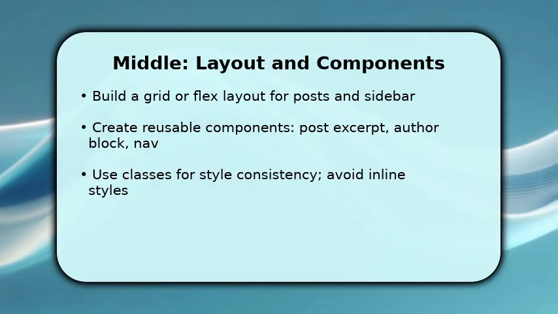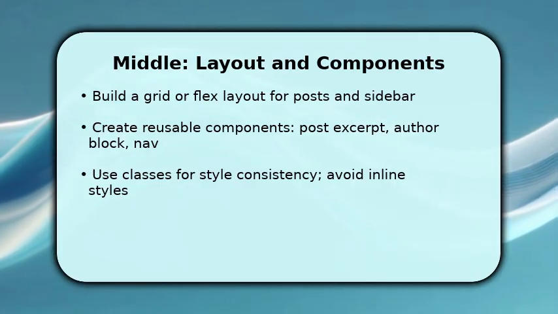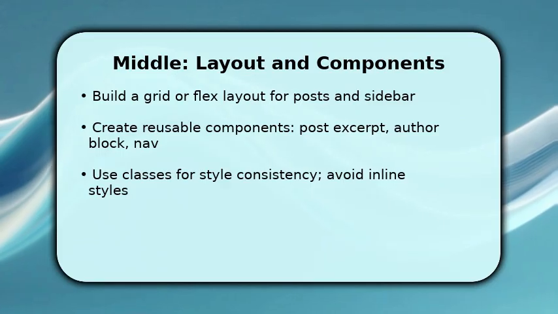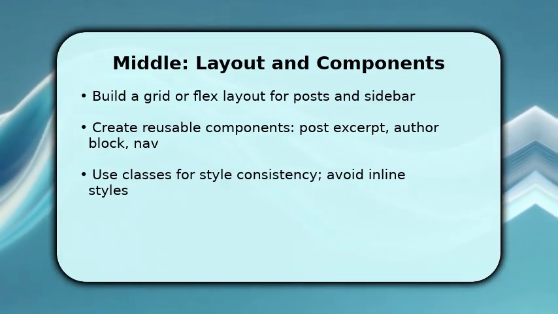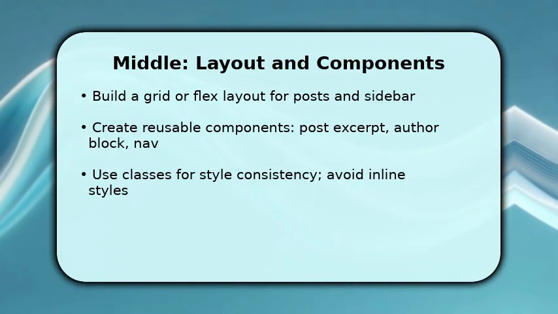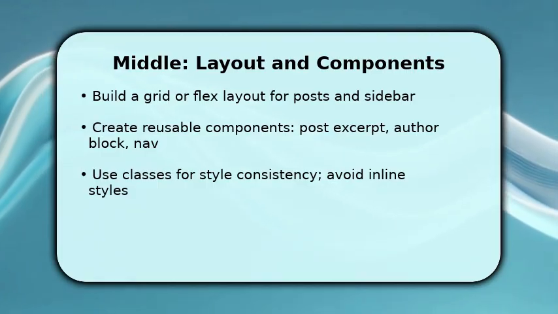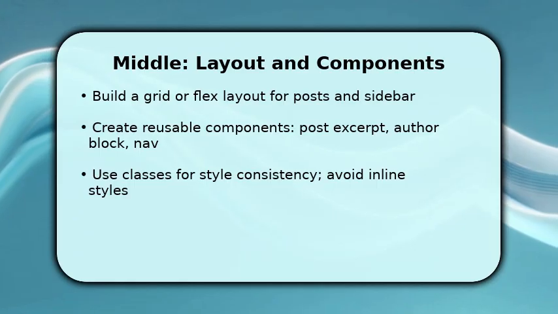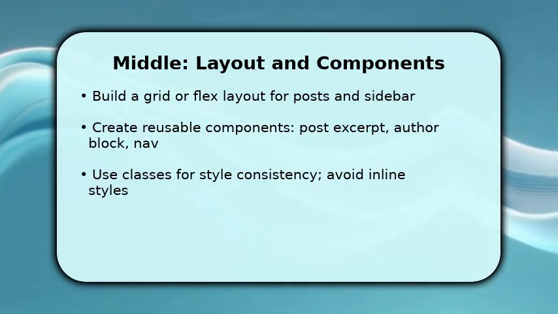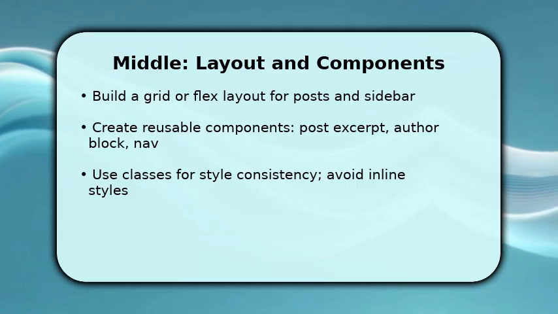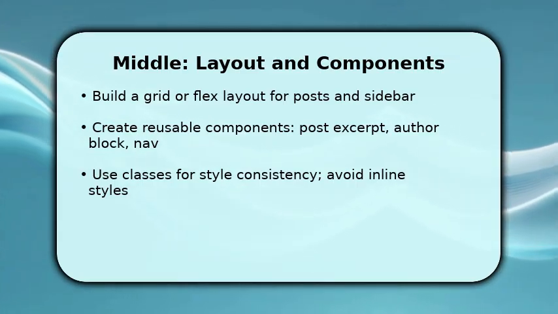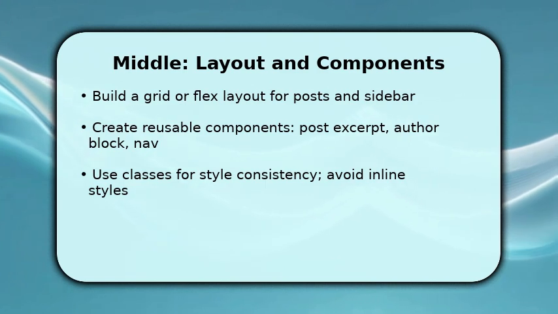Choose CSS Grid for two-column layouts or Flexbox for flowing content. Grid excels at aligning posts and sidebars, while Flexbox handles linear components. Once you pick one, build reusable components: post cards, author blocks, and navigation, so changes propagate easily. Make sure to use descriptive classes rather than inline styles to maintain consistency and enable theme tweaks.